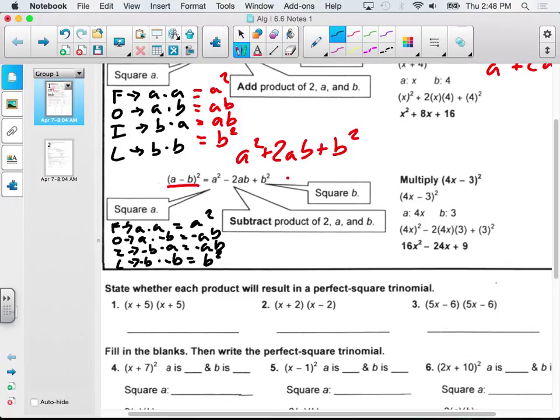Are both those b's negative? Yep, these are negative b's. Alright, so we FOIL it out. Our F step, a times a is a squared. Negative ab, negative ab, b squared. Do we have any like terms? What are they? We have one negative AB and another negative AB, so how many negative ABs do we have? So it would be negative 2 AB.